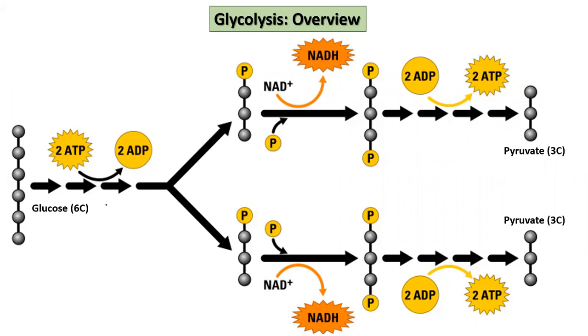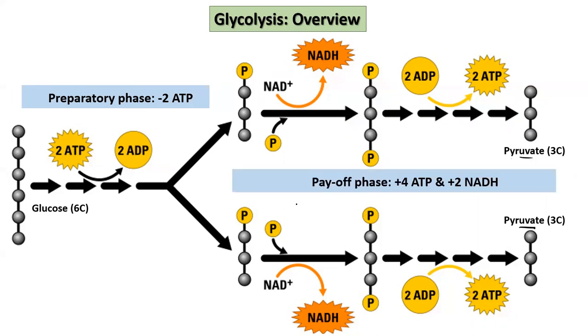So we see again here glucose being oxidized through several steps to form 2 pyruvate molecules. Now, there are 2 phases in glycolysis. There's what we call the preparatory phase, where we're going to need to invest some ATP. 2 ATPs are needed for that phase. And then there's the payoff phase, which is going to result in production of 4 ATPs and 2 NADH.